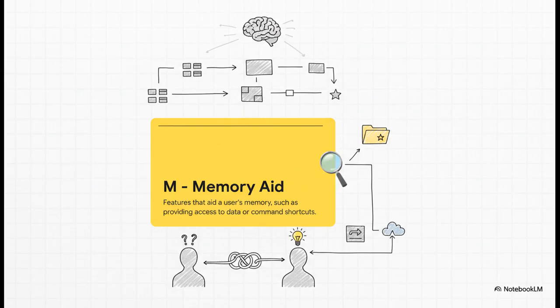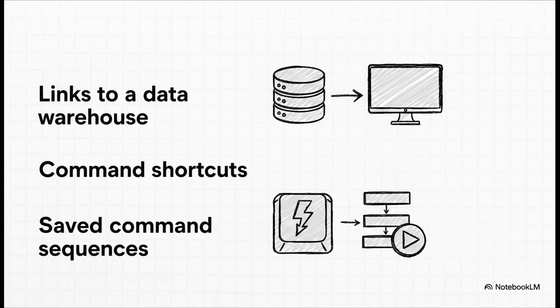Okay, on to M for memory aid. This one's huge. A really well-designed system doesn't make you remember everything. It shouldn't. Instead, it acts like an extension of your own brain, taking some of that mental load off your shoulders so you can work faster and smarter. So when you see things like one-click access to a massive data warehouse, or keyboard shortcuts for tasks you do all the time, or even routines you can save and run again later, these aren't just little conveniences. They are critical memory aids that make a system feel truly powerful and easy to use.